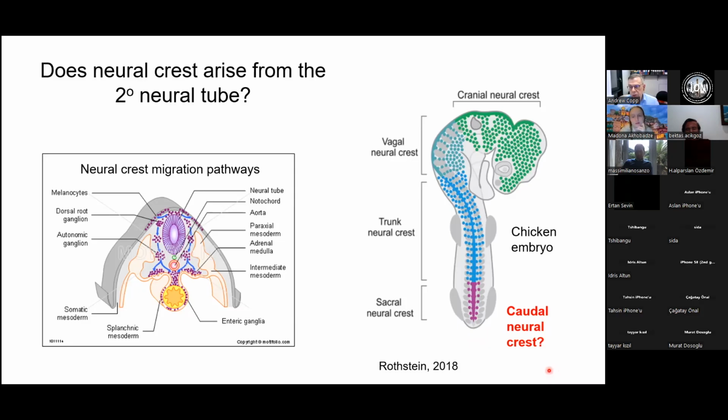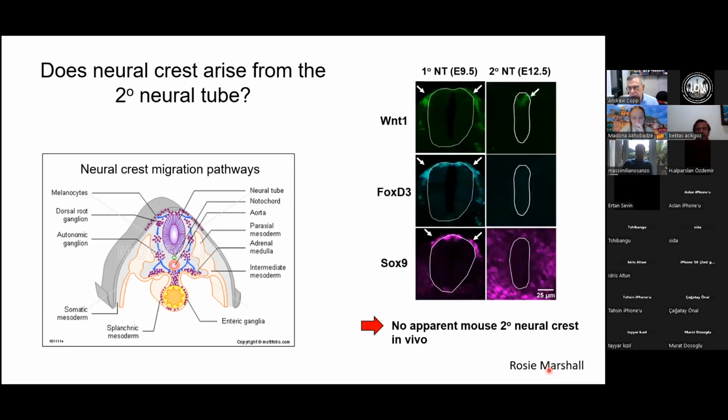So does caudal neural crest exist, and specifically, can the secondary neural tube give rise to it? And so we've been looking at this, and Rosie Marshall and my group has been doing this work. And what she's done is to use a series of molecular markers, so Wnt1, FOXD3, SOX9, which are markers of primary neural tube and particularly neural crest.